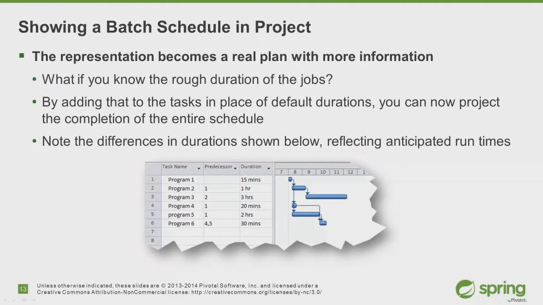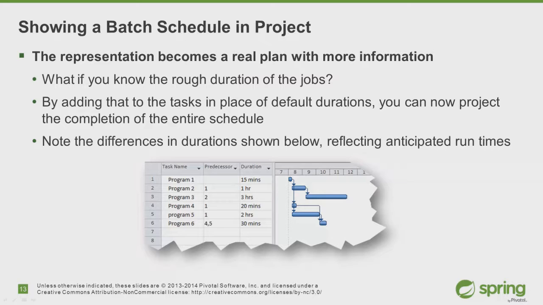Okay, so the representation becomes a real plan when we have a little bit of extra information. If you happen to know the rough duration of the jobs, you can put that into your project plan. That is your plan, not actual, but plan. And it'll begin to show you the rough duration of the entire batch schedule based on default durations that you think roughly approximate what should happen when you execute for real.